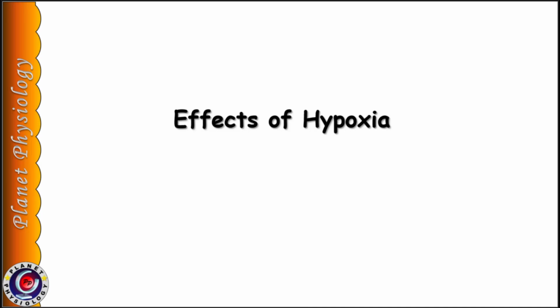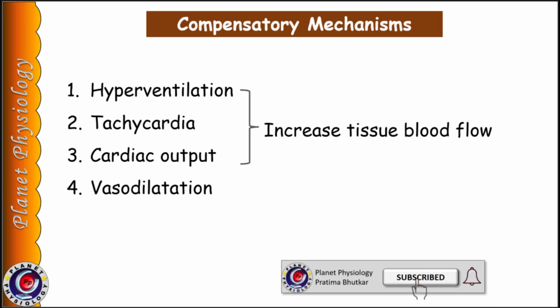When a person is hypoxic, in general, body tries to compensate it by increasing ventilation and cardiac output so that more amount of oxygen can be delivered to the tissues. Local vasodilatation also helps to improve blood flow.